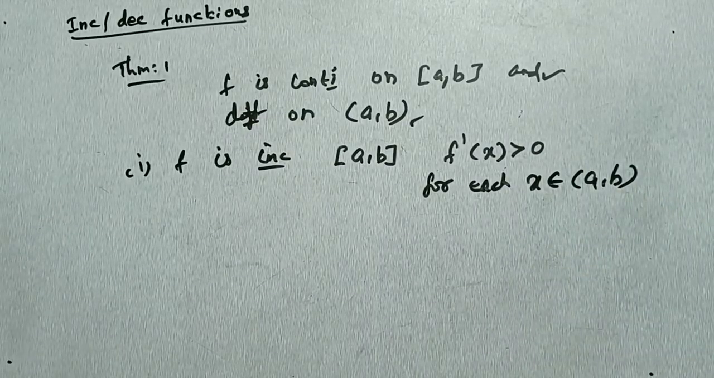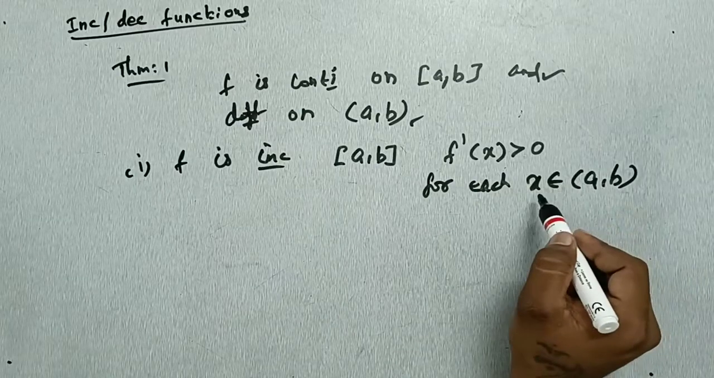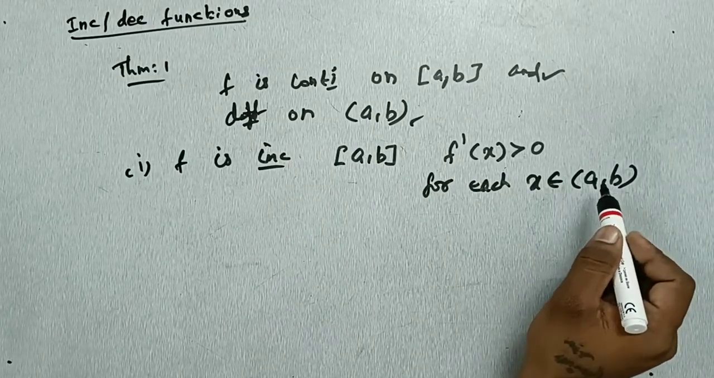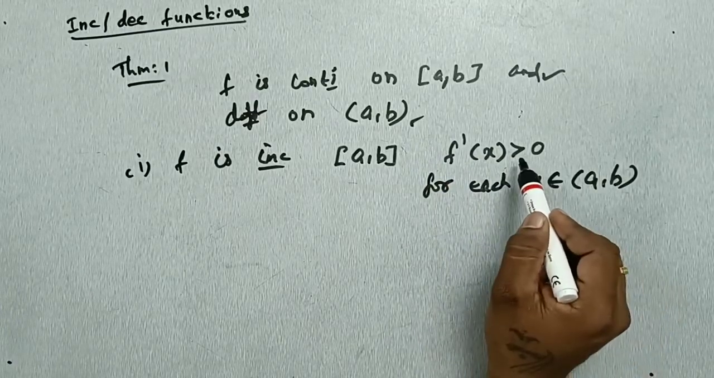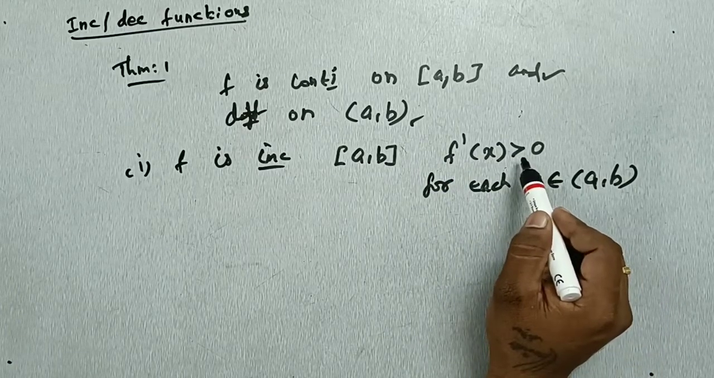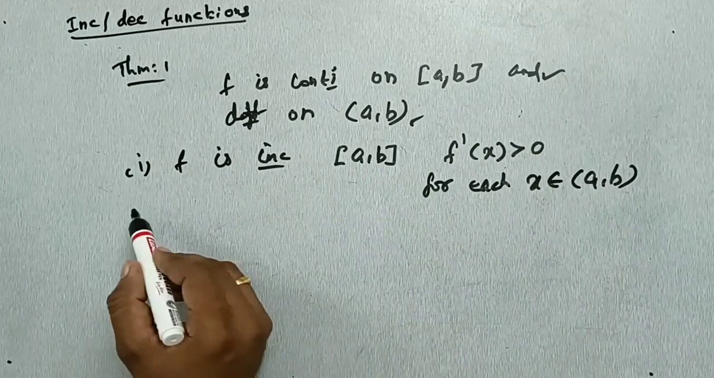If we take any point x in the interval and substitute it in the first derivative of the function f, that should be greater than 0. If it is greater than 0, we can say that the function is increasing.